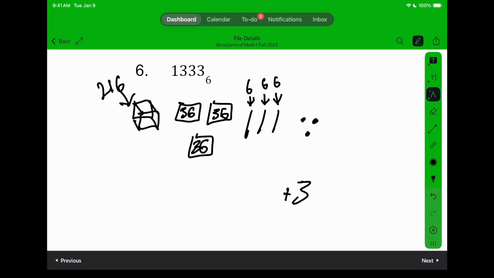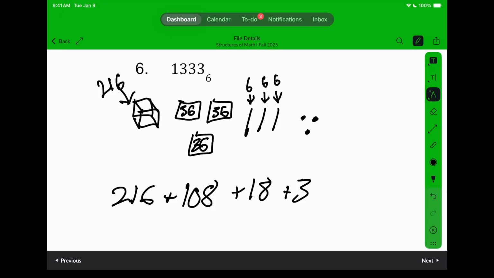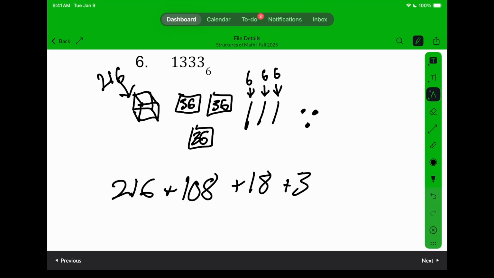So 6 times 3 is 18. 36 times 3, we can do that on the side here. 6 times 3 is 18, 9, 10. That is 108. And then plus the 1 cube is 216. So then we can add it up. That is 300.